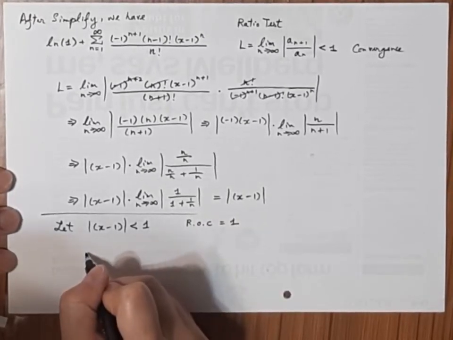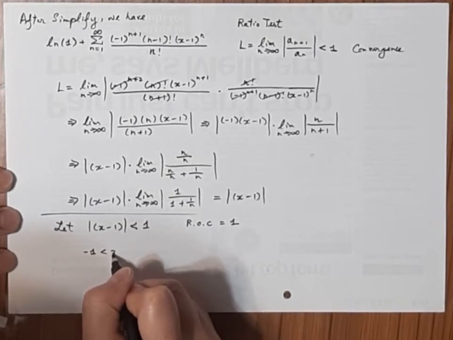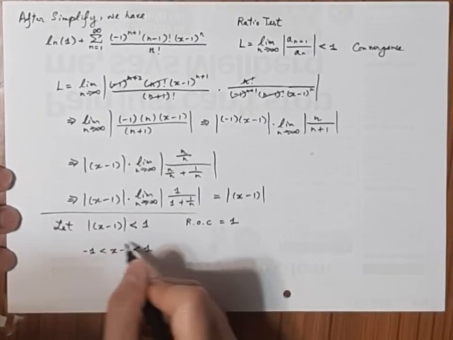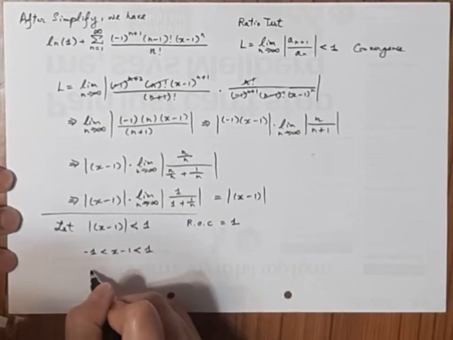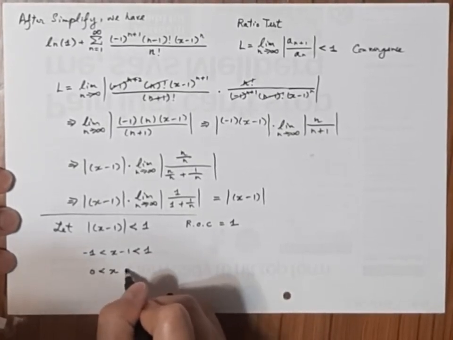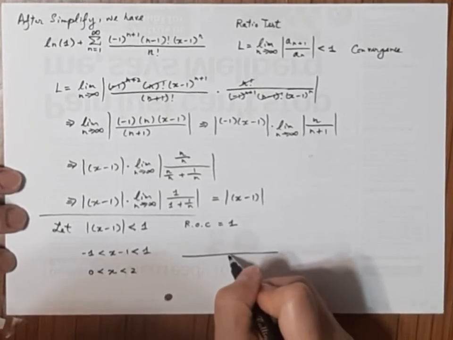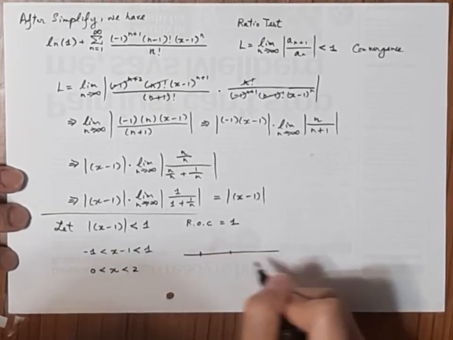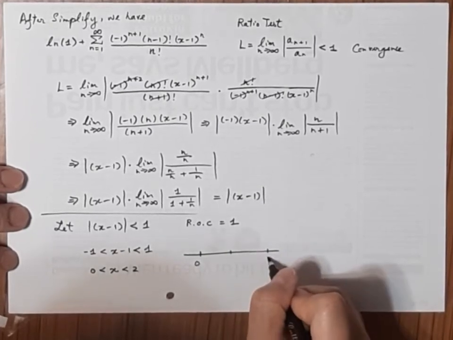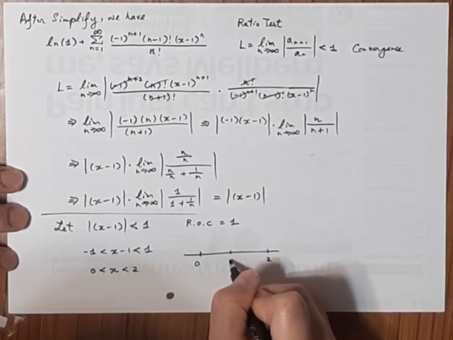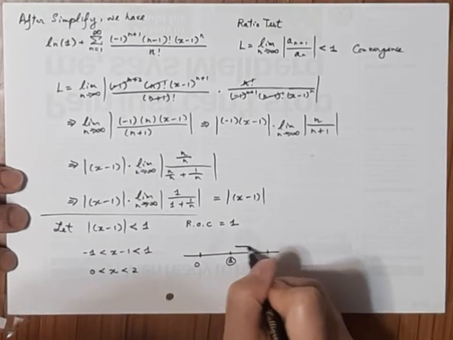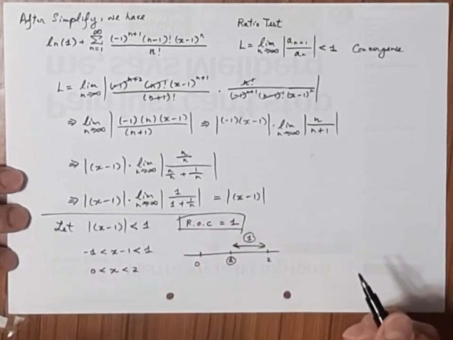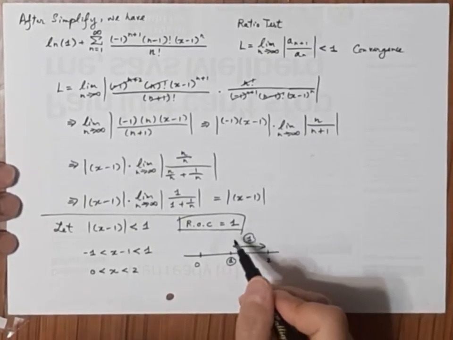Because we know that minus 1 is less than x minus 1 and less than 1. So we add 1 to this term here. We have 0 is less than x is less than 2. So x is less than 2 and greater than 0. So this should be from 0 to 2, and at the midpoint x is equal to 1. So the radius of convergence should be 1 here. So we got the radius of convergence of this Taylor series is equal to 1.